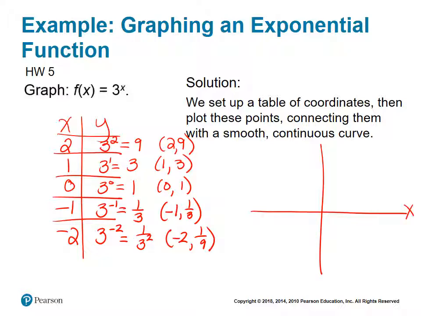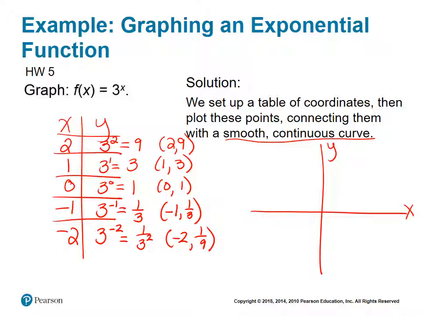Now every time you graph an exponential function, it will be a smooth, continuous curve. It will look like it's going to cross the x-axis, but it never does. The x-axis will be a boundary to this graph, and we call that x-axis the asymptote, which means boundary line.